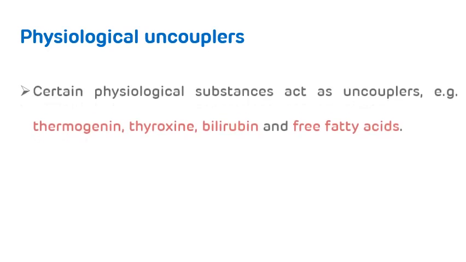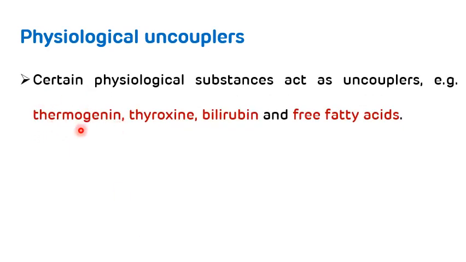Another group are physiological uncouplers. The first one is thermogenin, which is present in the brown adipose tissue and is responsible for thermogenesis in newborn infants. Another is thyroxine, and other examples of physiological uncouplers are bilirubin and free fatty acids. Thermogenin, thyroxine, bilirubin, and free fatty acids are examples of physiological uncouplers. So this is all about the inhibitors of the electron transport chain.